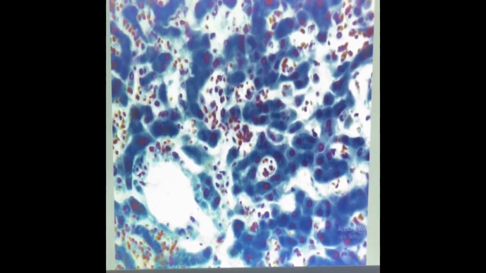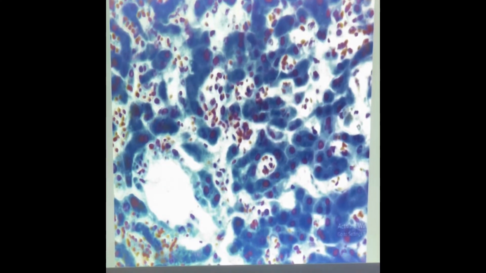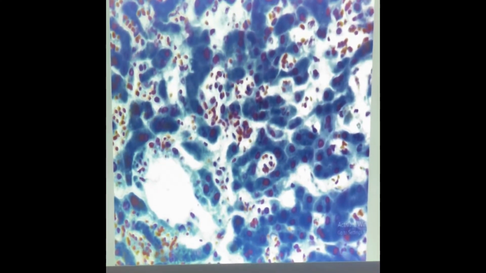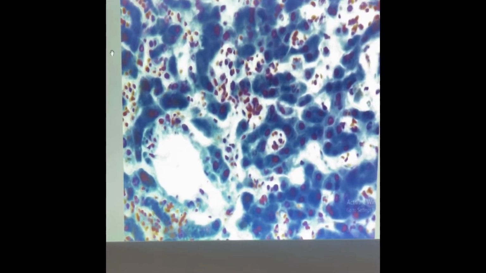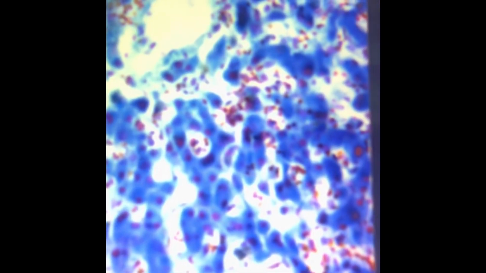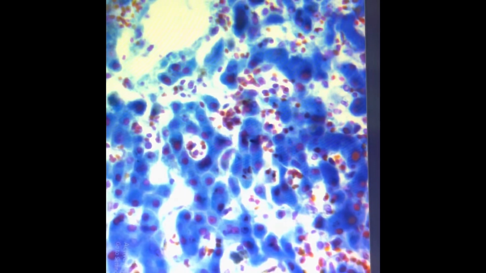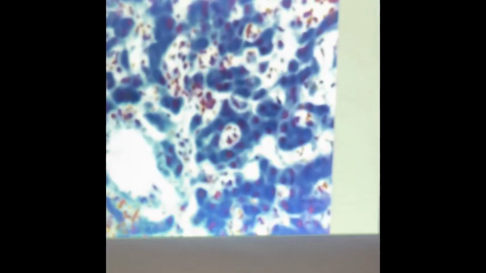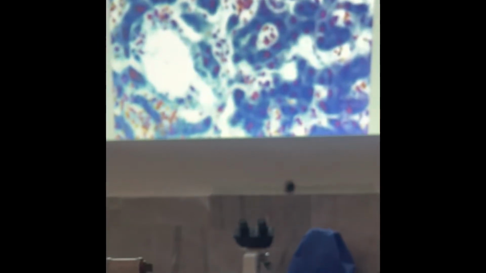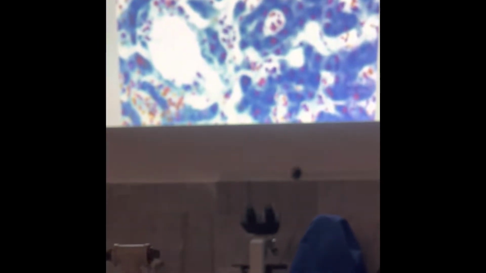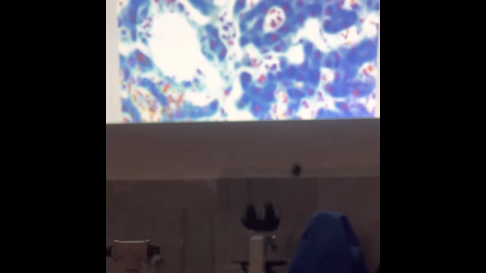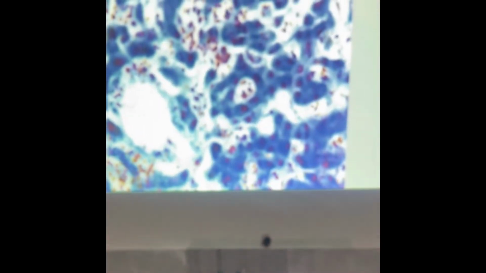Okay. Do you remember the central lobular hepatocyte? Central lobular hepatocytes are the hepatocytes which are found around the central vein. It's called the central lobular hepatocyte. What about this hepatocyte? What do we have? Take a look. These are the hepatocytes which are found near the central vein.